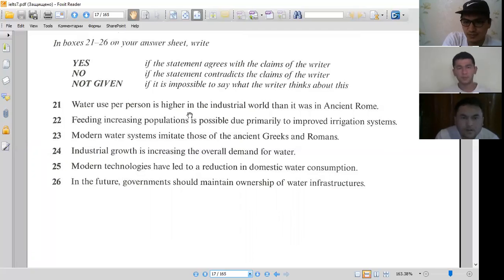Contradiction. So it is no. Understood? No. Yeah. Not given olmaymiz. Chunki hamma narsa berilgan mana. Water use per person ham bor mana. Right? We can see water use per person.